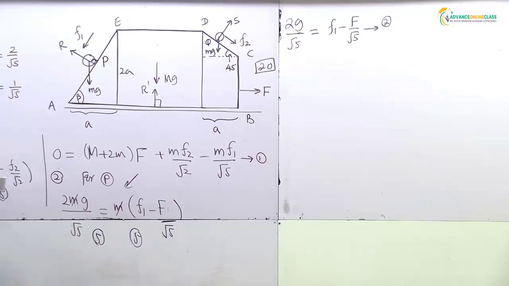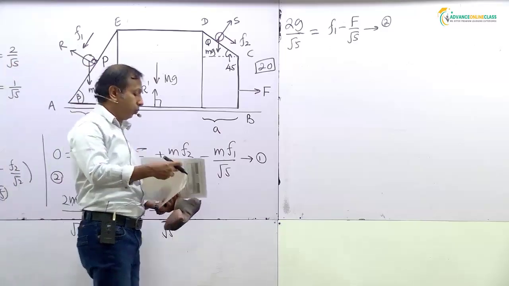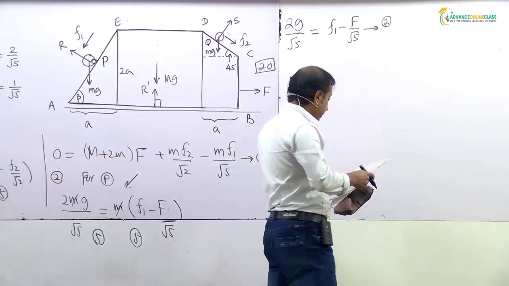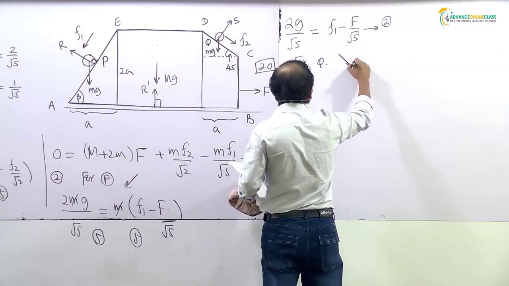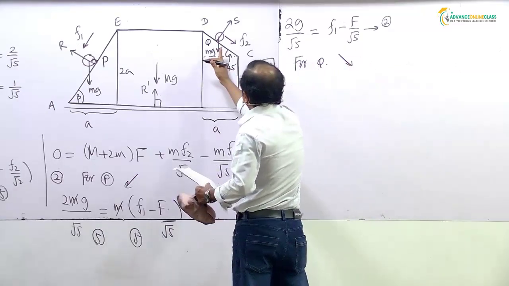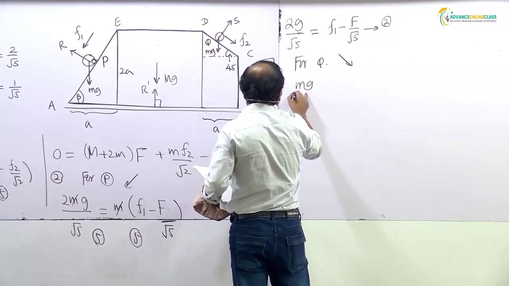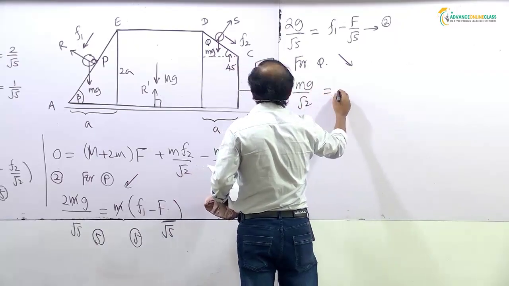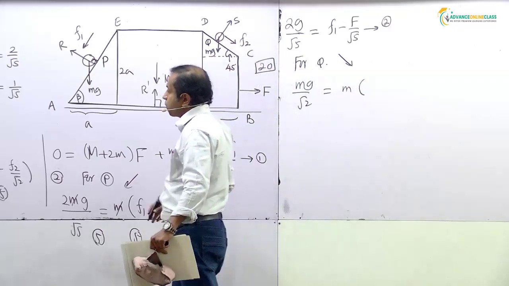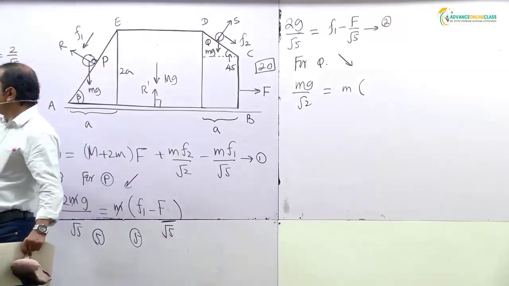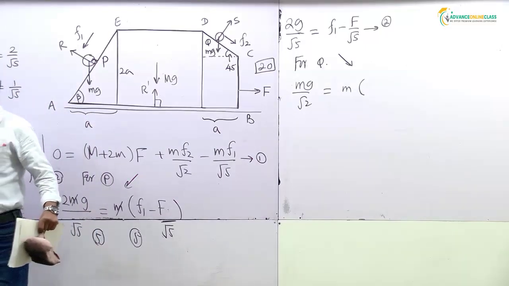Then the third one, for Q. For Q, we apply F equals m a this way. Mg sin 45. Sin 45 is 1 over root 2, equals m times the acceleration in that direction, which comes in here: F2 plus F cos 45.